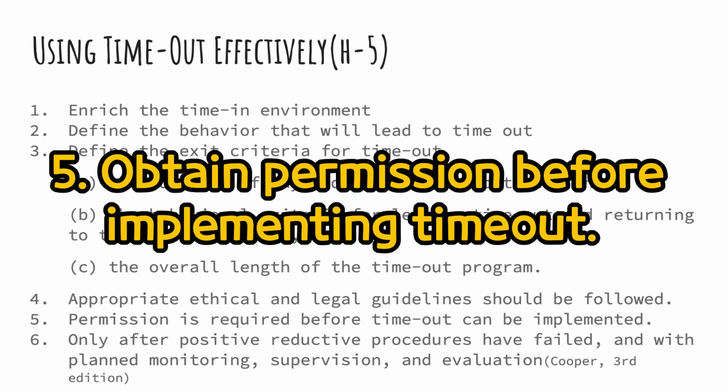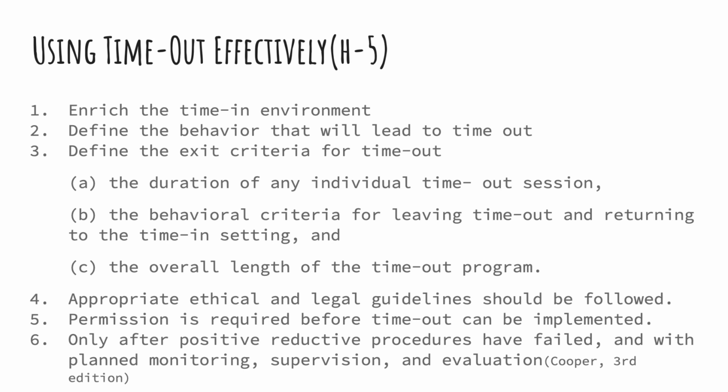5. Obtain permission before implementing timeout. Seek permission from relevant stakeholders, such as parents, caregivers, or supervisors, before implementing timeout procedures. This ensures that everyone is aware of and agrees to the use of timeout as a behavior management strategy.